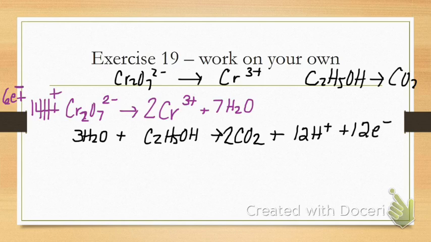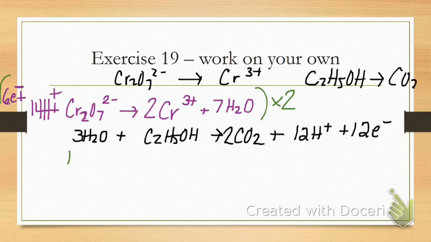Okay? So that does not balance out with the first half reaction. I only have 6. So what do I need to do to the first half reaction? Multiply by 2. See, y'all remember this. So multiply by 2. So now we're going to rewrite everything to make it easier to add together.